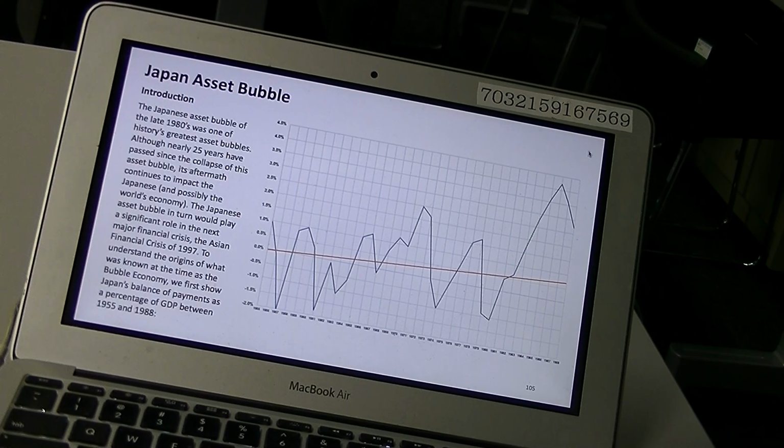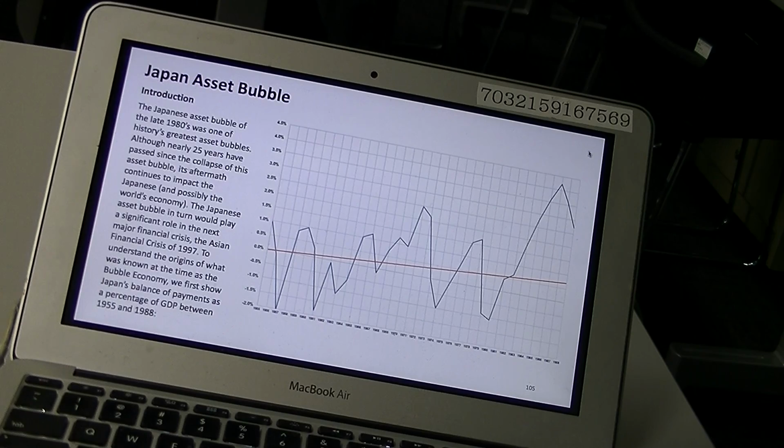Now, of course, for us here living in this country, that's important. But historically, it's very important to understand. I think it's important to understand the instability in the global economy now. I think it's really important to understand the Japanese asset bubble.